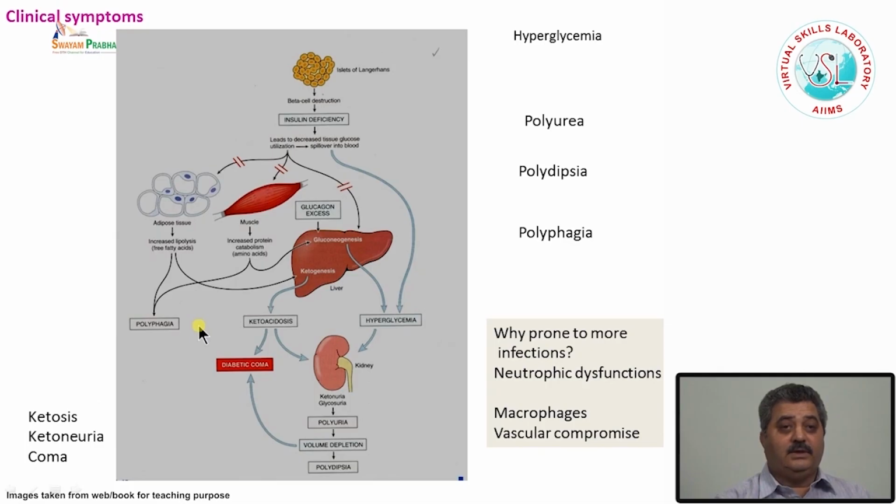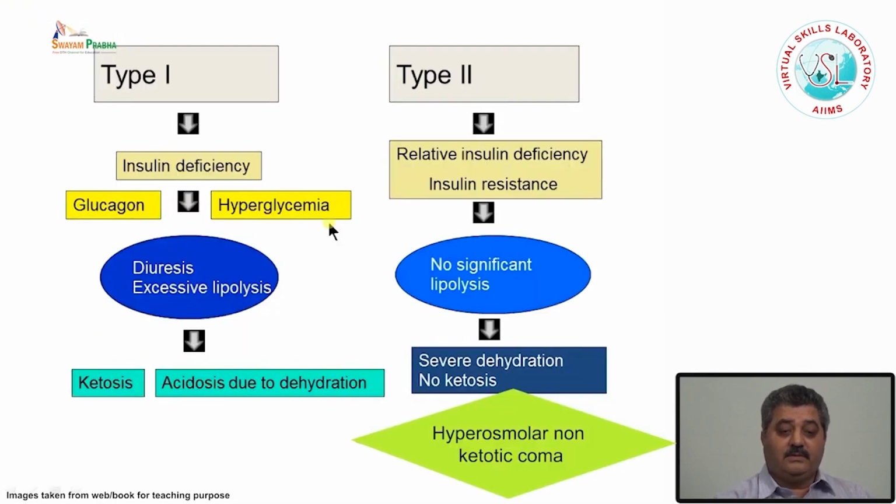and because insulin is less, there is catabolism. All these lead to polyphagia. So, this explains the three symptoms which are common in diabetes: polyuria, polydipsia and polyphagia. Ketosis, ketonuria and coma are more common in type 1 diabetes, whereas in type 2 diabetes it is the hyperosmotic diuresis which sometimes leads to the coma.